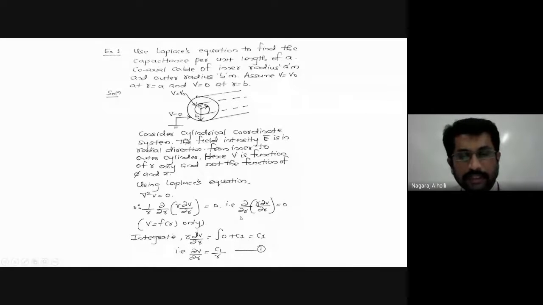If we integrate the above equation, we get integration of differentiation is the function itself. Therefore r ∂V/∂r is equal to integration of 0 plus the constant term C1. This will be in terms of C1 only. We got ∂V/∂r is equal to C1 by r. Take it as equation 1. ∂V/∂r equal to C1 by r. Note down up till this step, students. Step number 1.